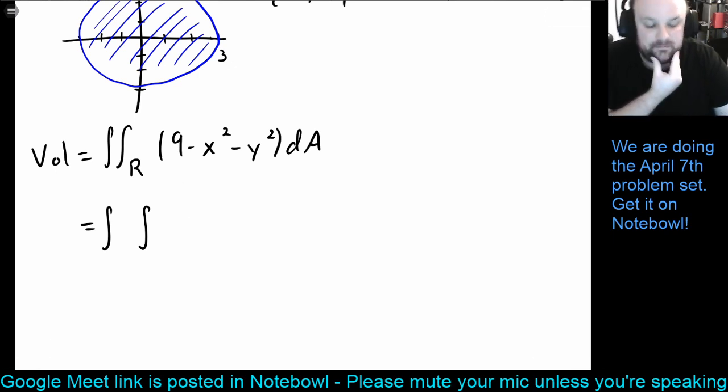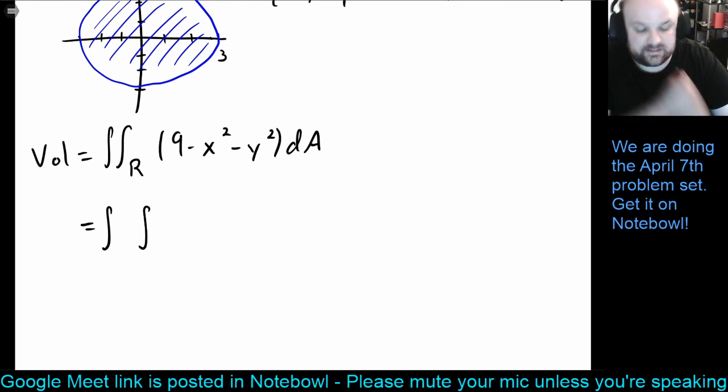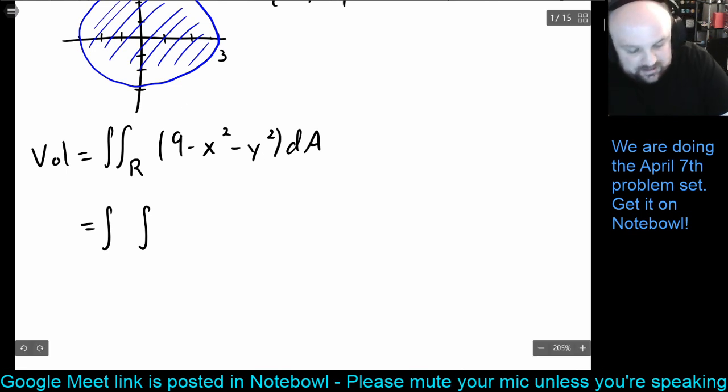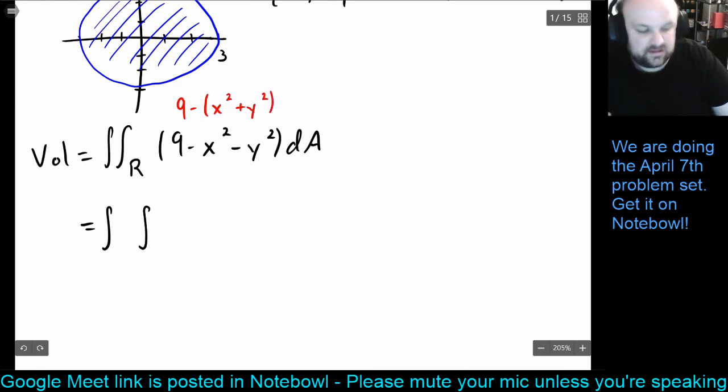Before we set that up, let's look at how the integrand is going to change. So here we have 9 minus x squared minus y squared. Well, if you think about this, this is 9 minus (x squared plus y squared). So the integrand is really just 9 minus r squared.